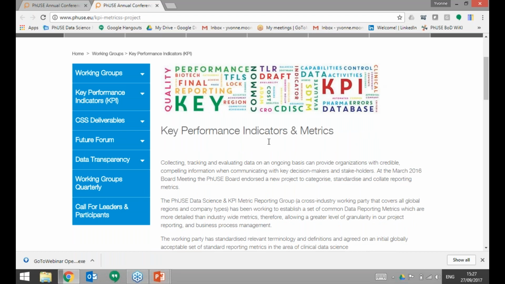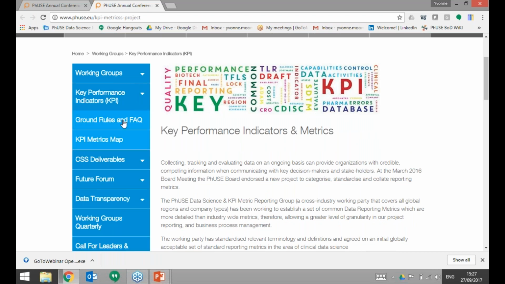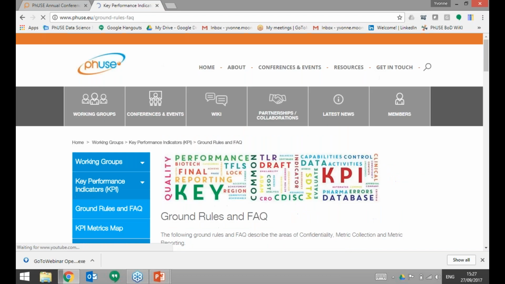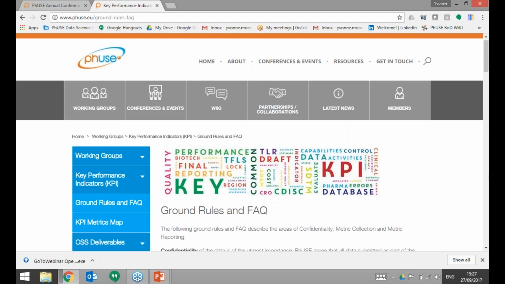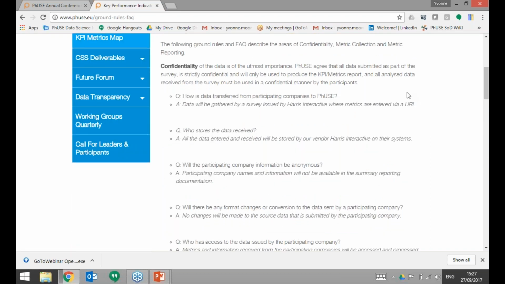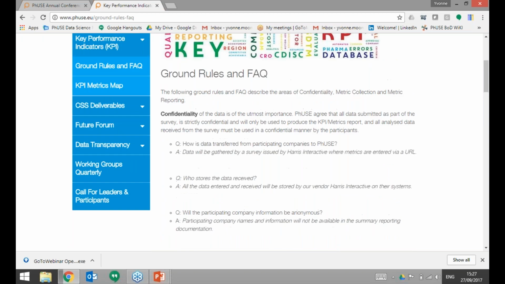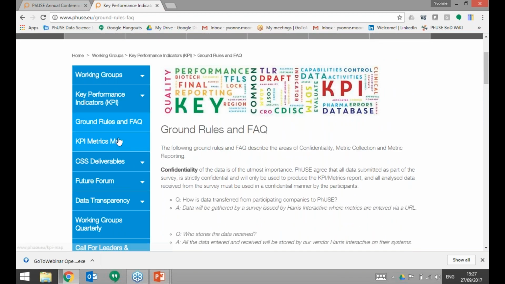So this is the KPI area on the PhUSE website. There's a ground rules and FAQ in this section. As you can see, this just lists, like I say, some of the frequently asked questions that we've gone through as teams, or that we've gone through as feedback from some of the information that's been shared.